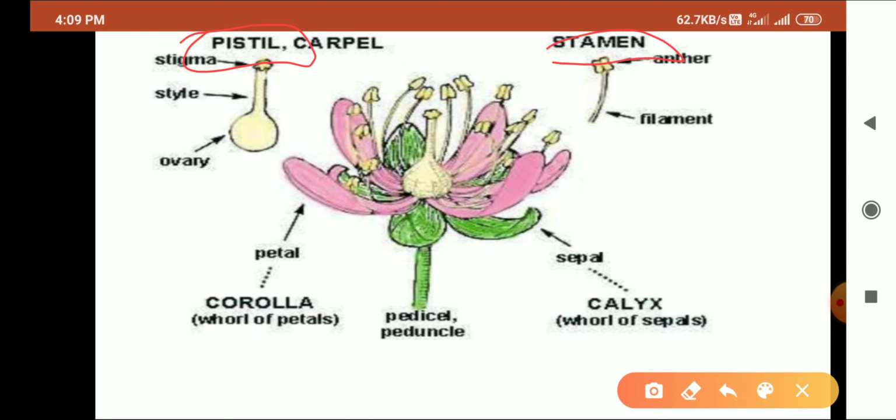Now, what is the corolla? The corolla is the whorl of petals, a group of petals. Here we have the thalamus or the pedicel. Sepals: the group of sepals is known as the calyx. So this is the general structure of a flower.